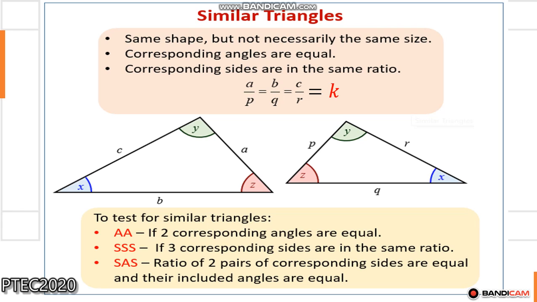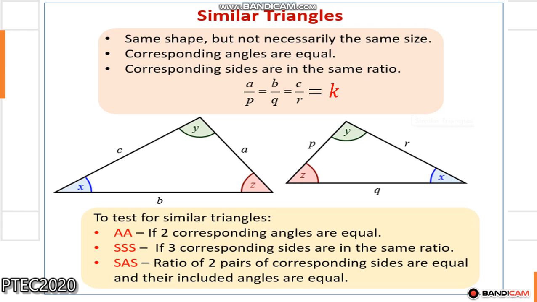And the last one is SAS, which means that the ratios of two pairs of corresponding sides are equal and their included angles are equal. So when we find that the ratios of two pairs of corresponding sides are equal and their included angles are equal as well, we can conclude that those triangles are similar.